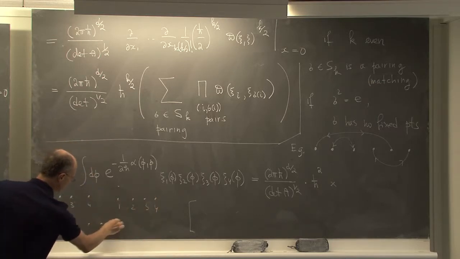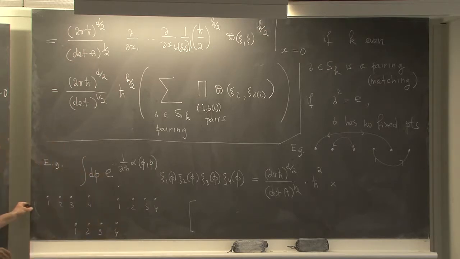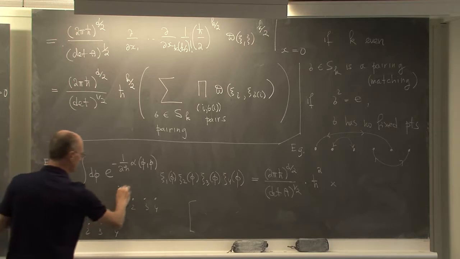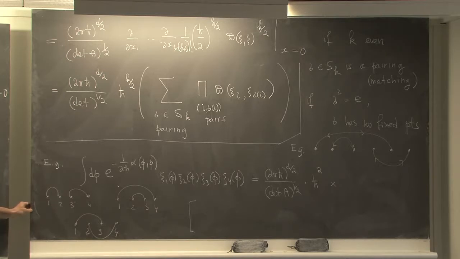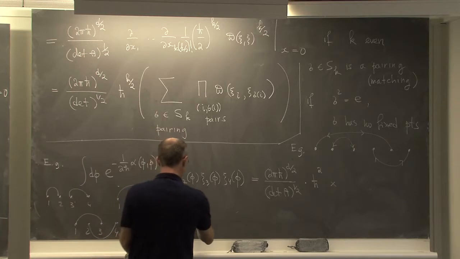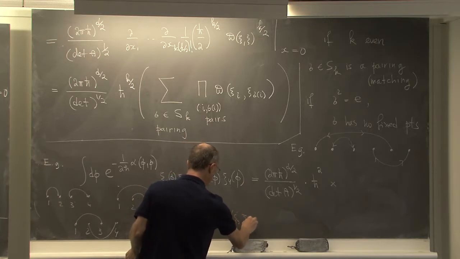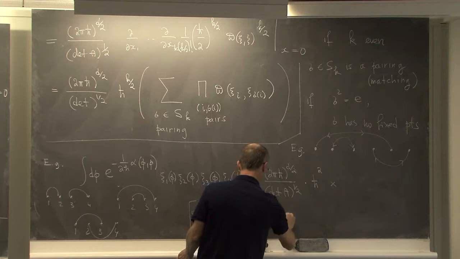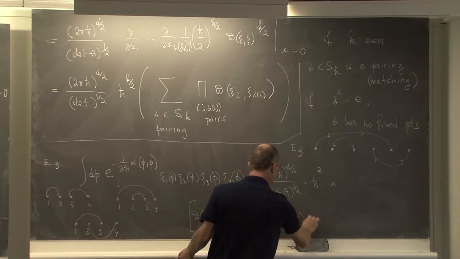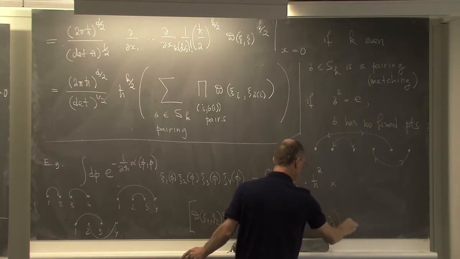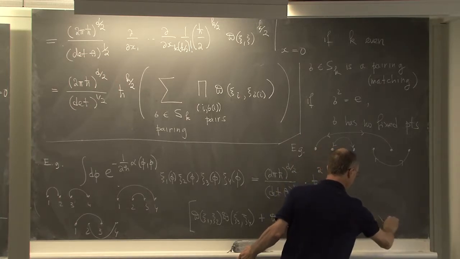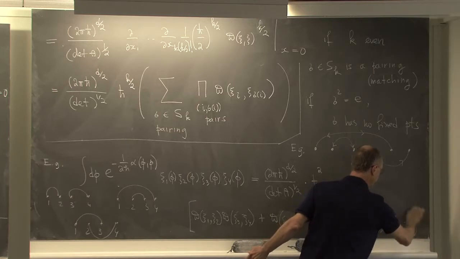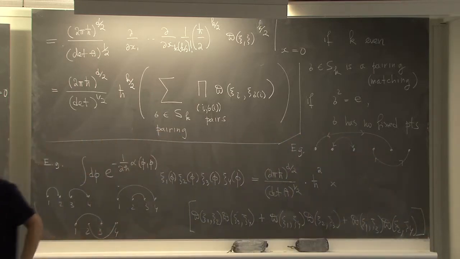So in fact, in this case, there are 3 of them. So that's 1, that's 2, and that's 3, right? So there are 3 matchings. So here, this means that there will be warp I, psi 1, psi 2, warp I, psi 3, psi 4, plus warp I, psi 1, psi 4, warp I, psi 2, psi 3, plus warp I, psi 1, psi 3, warp I, psi 2, psi 4.